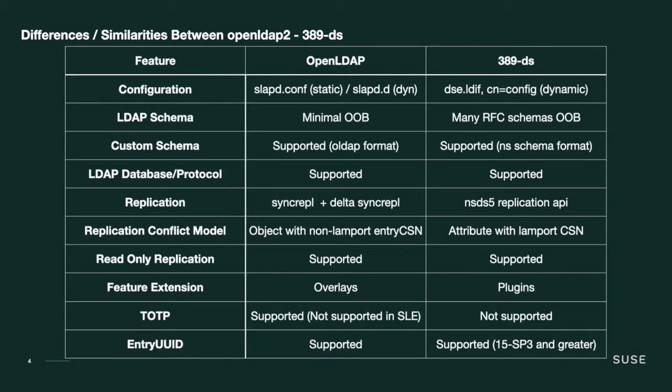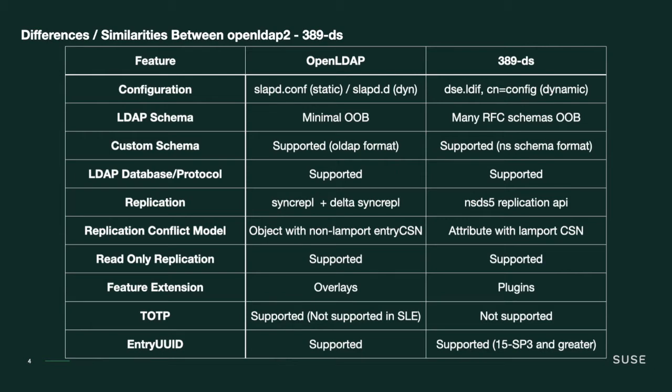In terms of LDAP schema, OpenLDAP ships with a number of schemas, but the default installs tend to use a minimal number of these out of the box. 389 Directory Server, however, we also ship many of the same RFC compliant schemas as OpenLDAP, but we enable many more of them out of the box, meaning that we are very likely to support the schemas that you require for your organization.